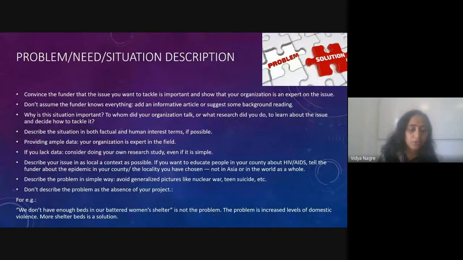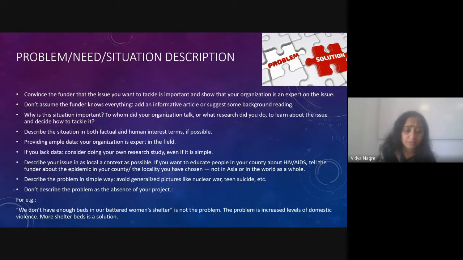Provide ample data. Your organization is an expert in the field. This is what you have to convince them of through your proposal, and for that, you have to provide ample data. That data may consist of the previous work that you have done, any awards you have received, any special efforts towards certain kinds of problem solving, your employees who are suitable for this task, and the kind of facilities you give to your employees, which may also give a very good focus on the modus operandi of your particular organization.